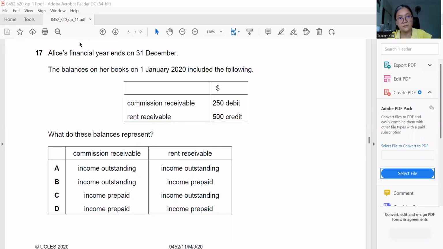17. Alice's financial year ends on 31st December. The balance on her book on 1st Jan, so this is the balance at the beginning. What does this balance represent? This is a debit, current asset. This is a credit, current liability. Both are also other income. So this is the debit side.